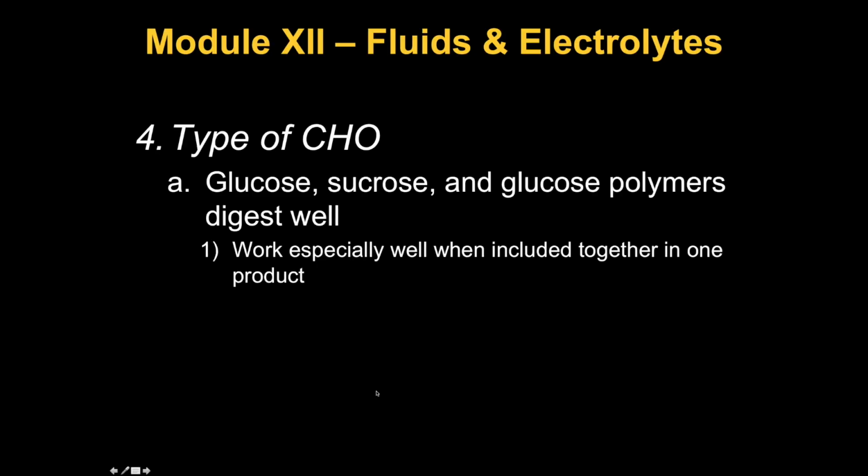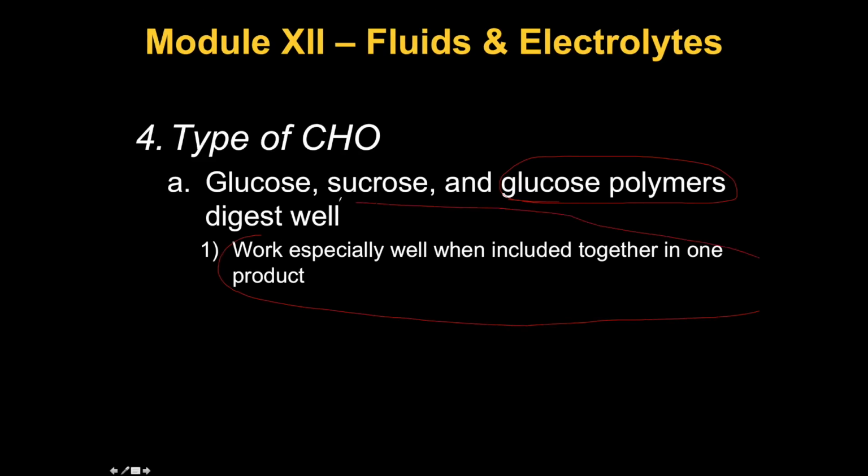It turns out the type of carbohydrate is also important as far as absorption is concerned. So glucose, sucrose, and glucose polymers all digest well. And glucose polymers are really where the industry has focused in trying to deliver more carbohydrate without affecting the osmolality and without getting that reverse osmotic effect of drawing water out of the enterocytes and into the gastrointestinal tract wall. So they seem to work very, very nicely in unison in products that are out on the market.